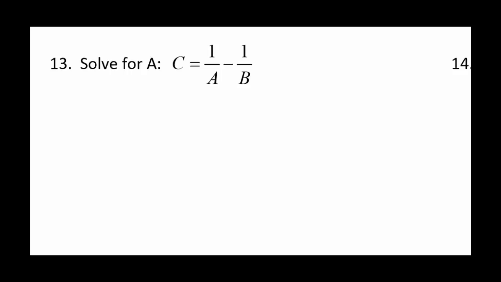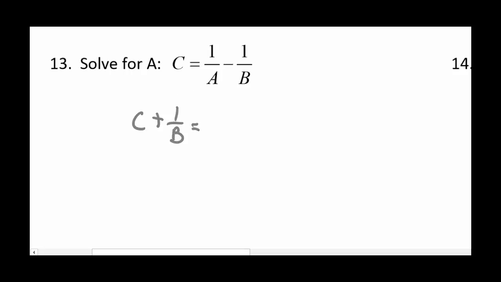Alright, so in number 13, we're going back to a literal equation, and we're asked to solve for a. In this case, sort of general strategy, I'm going to find a common denominator, and then I'm going to rewrite this in terms of that. Well, actually, let's do this. Let me add the 1 over b. So let me move the b over.